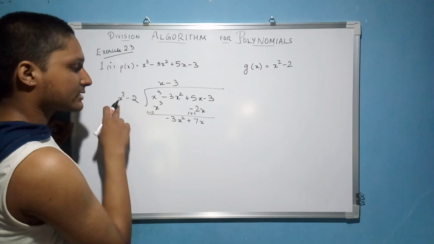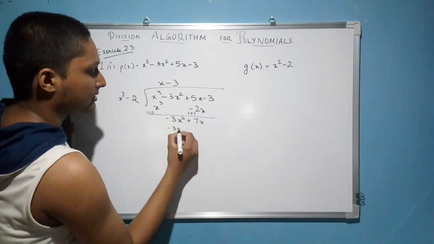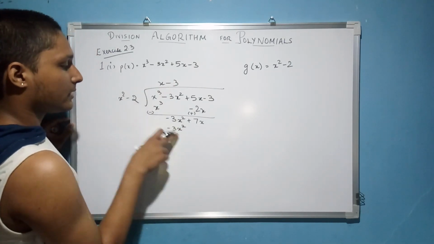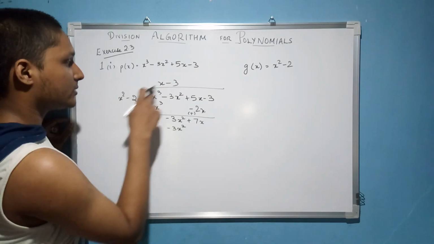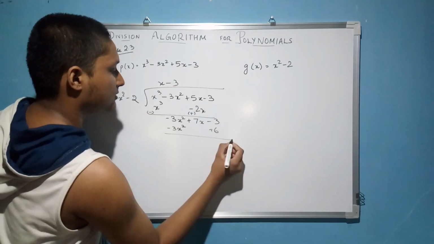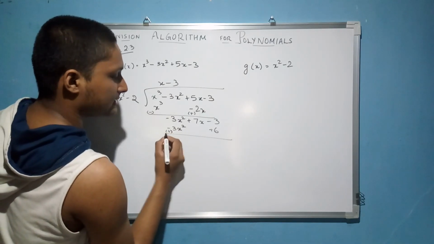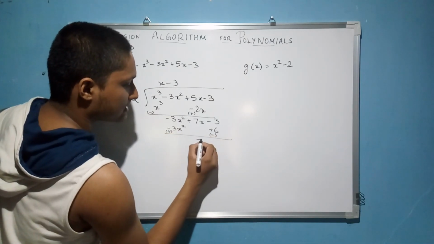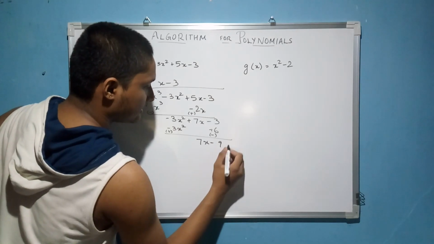Minus 3x square divided by x square is minus 3. So I need to multiply that. Minus 3 into x square comes to minus 3x square. Then you have minus 2 and minus 3, that comes to be 6. So you have minus 3 here, right? So I need to change the sign now while subtracting. This becomes plus and this becomes minus. This comes to be 7x minus 9.